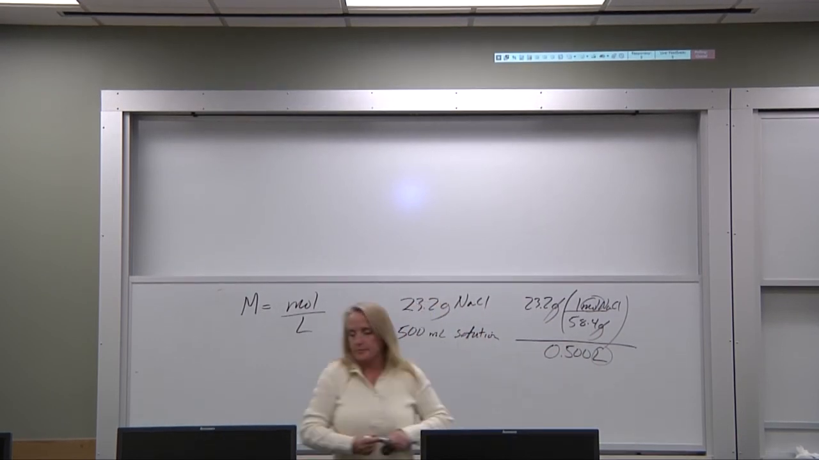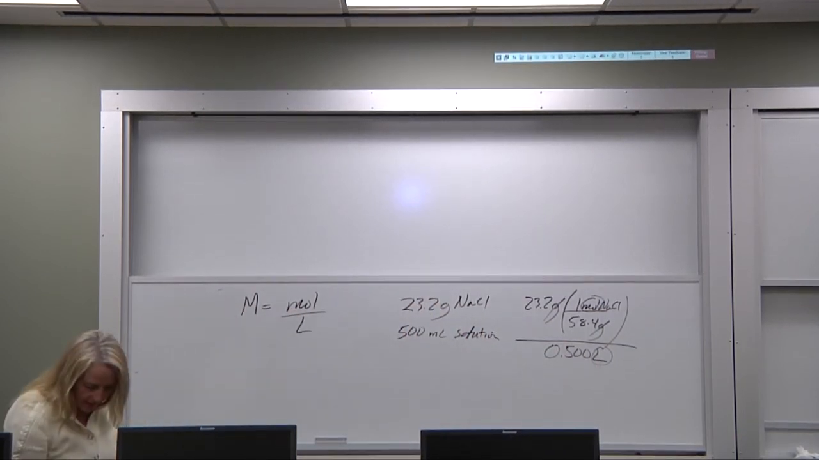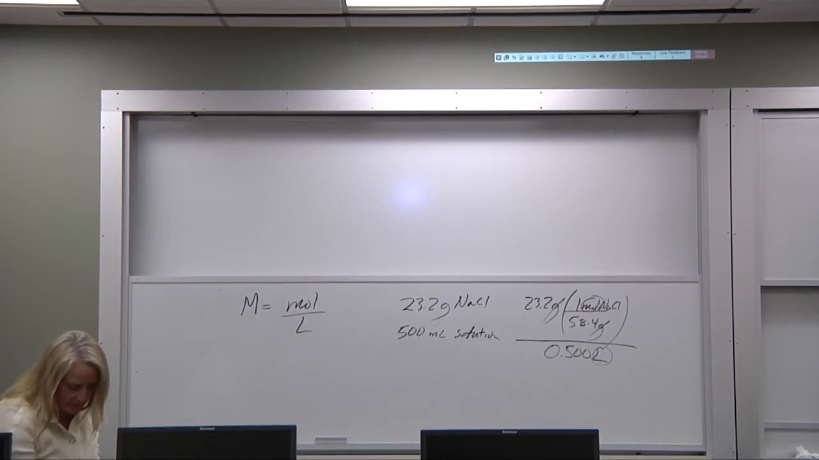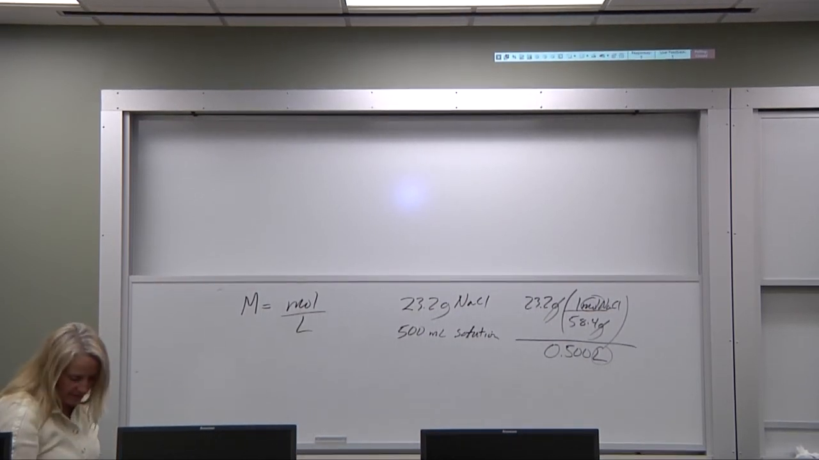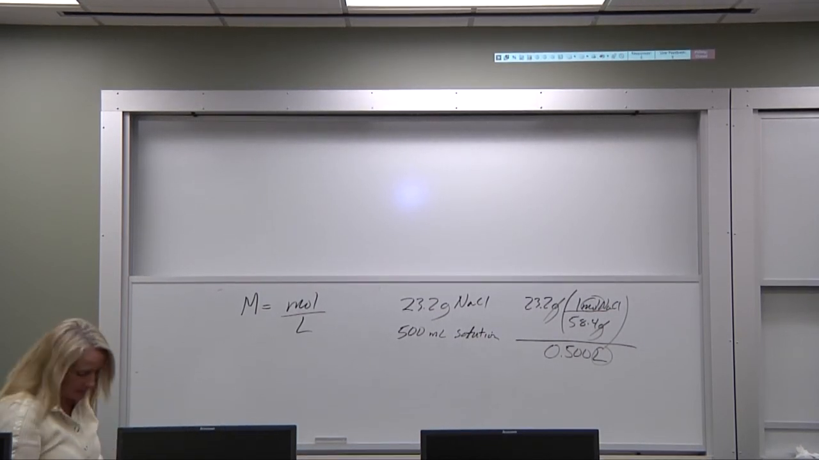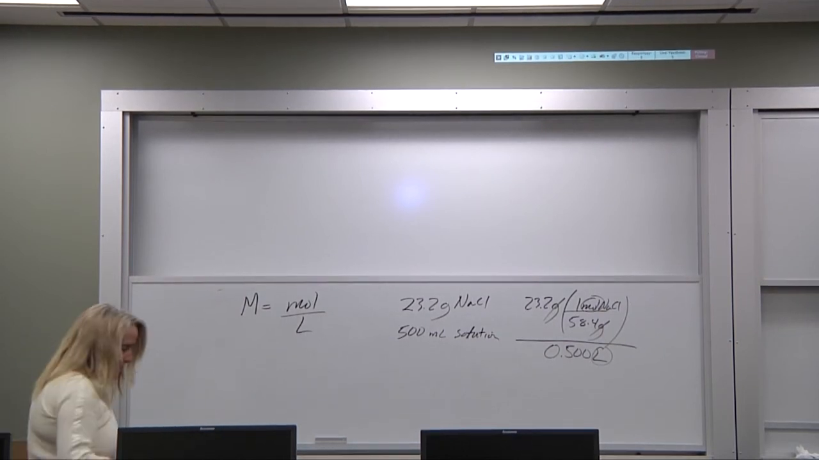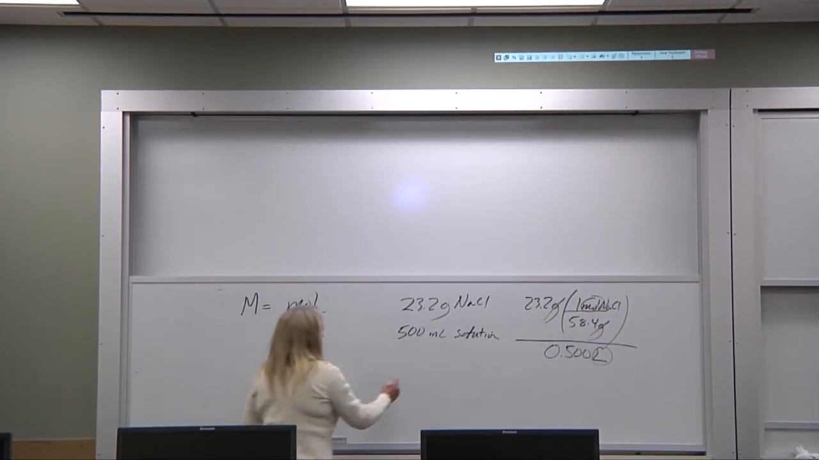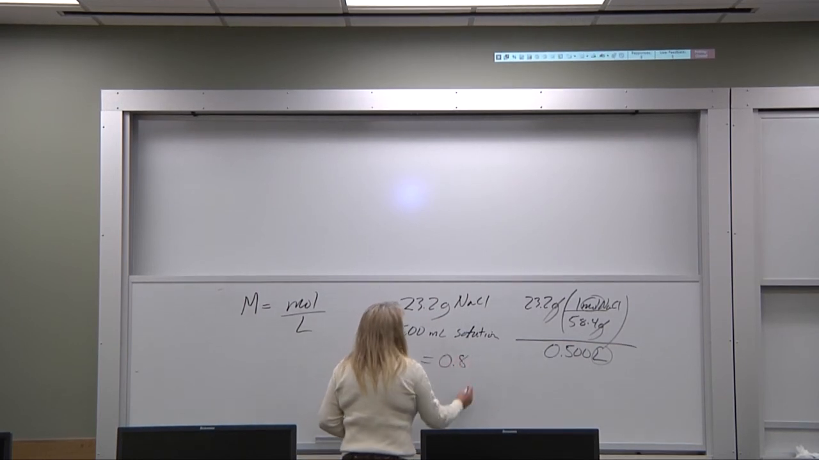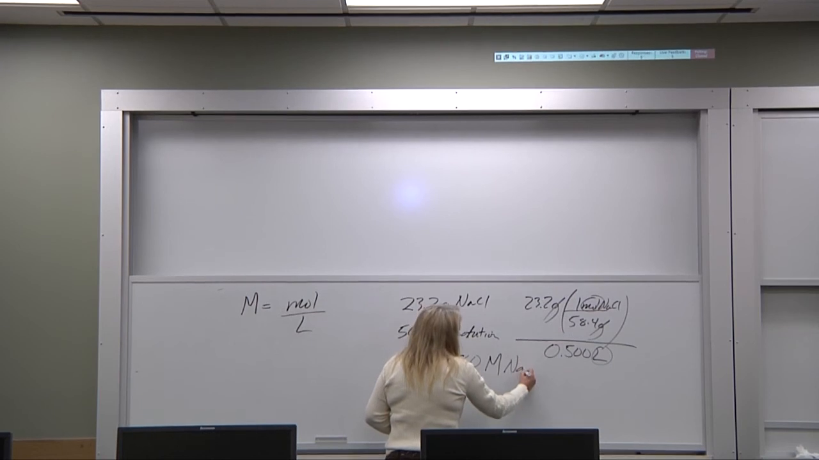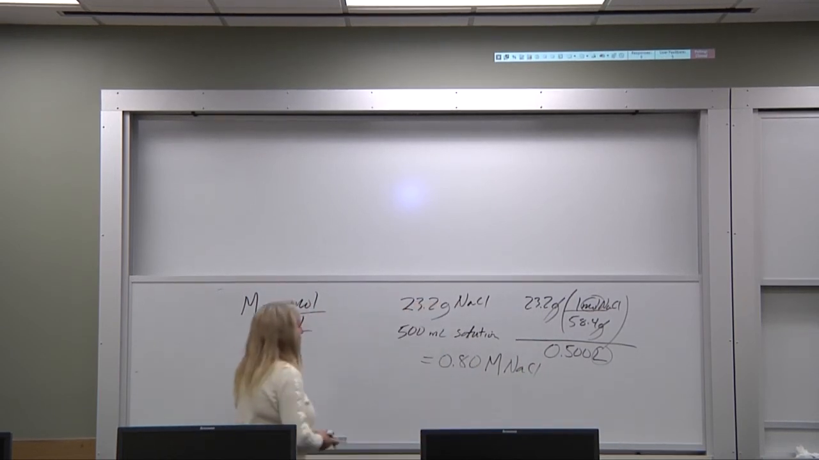And plug that in your calculator. You should get what we said the answer was. 23.2 divided by 58.4 divided by 0.5, and that is indeed equal to 0.80 molar NaCl. So there you go, piece of cake.